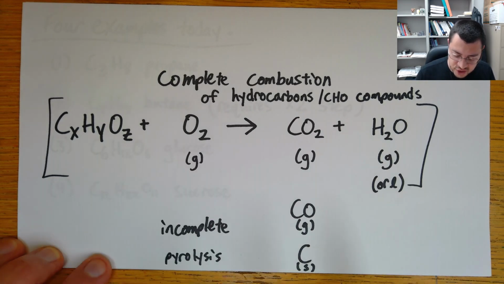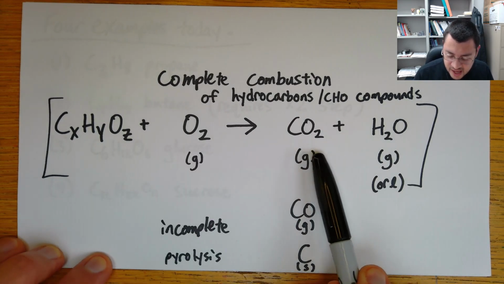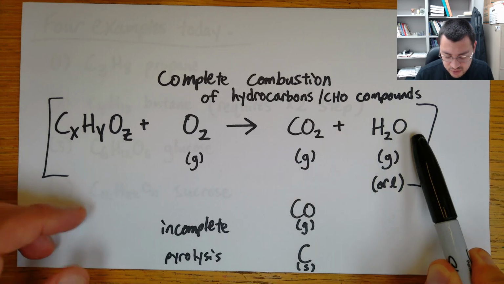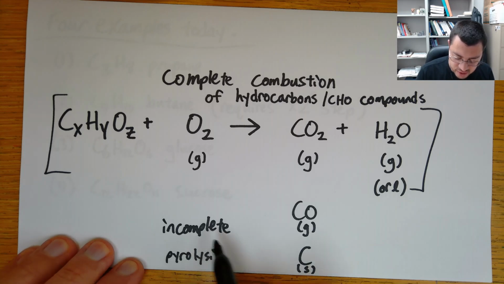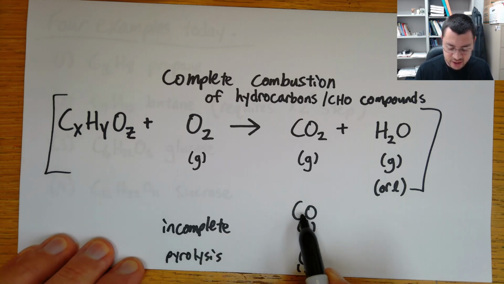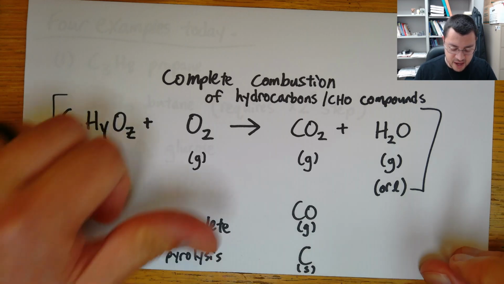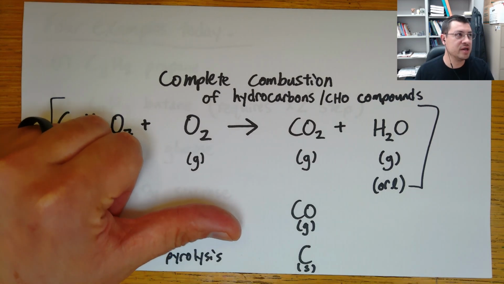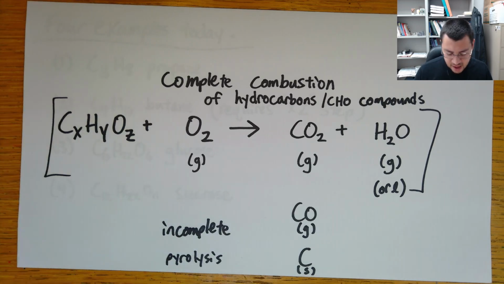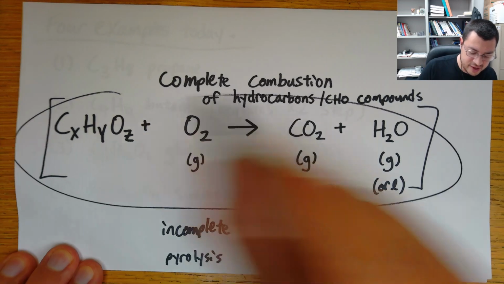Complete combustion means you're going to make carbon dioxide and water vapor. Okay, so we'll just stick with these two simple products. We're not going to be talking about incomplete combustions where you might be making some carbon monoxide or some soot, or if you have pyrolysis, you'd be making mostly soot or only soot. So let's just focus right here.